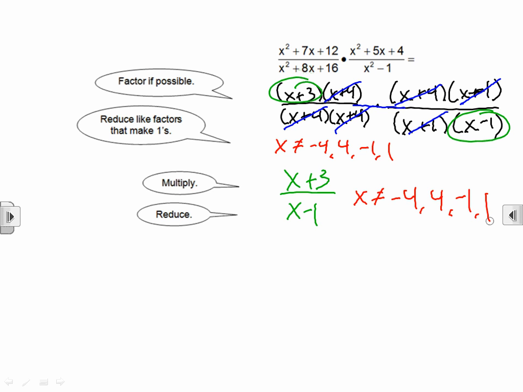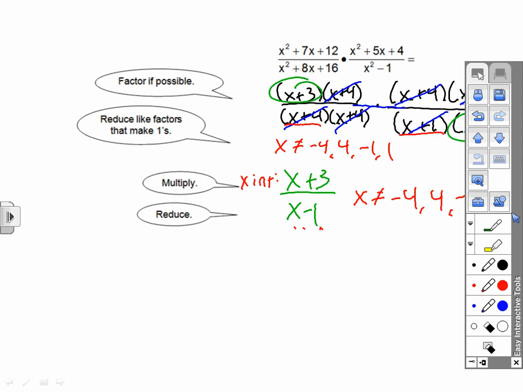And connecting with what we've done before, I had a hole at negative 4. I have a hole at negative 1, and then my denominator that I'm left with gives me a vertical asymptote at x equals 1, and I have an x-intercept where my numerator equals 0, so at negative 3. That's just tying in what we've been doing.